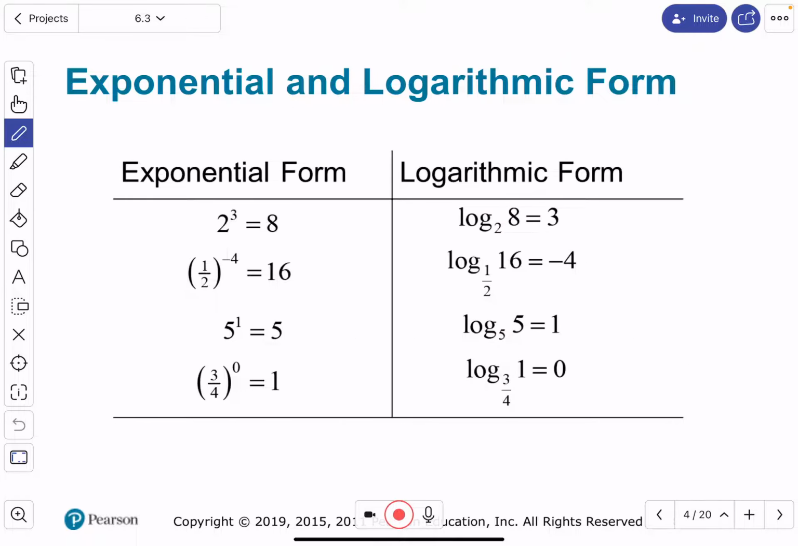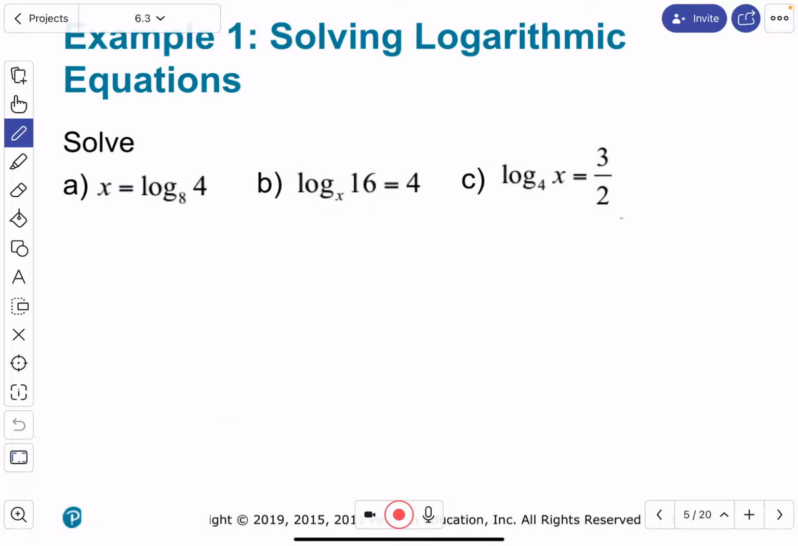So if you had 2 to the third equals 8, the 2 becomes the base, the 8 goes next to it, and then the exponent becomes the answer. Same thing here, here, and here. It's just you're able to rearrange those automatically without having to do the whole thing. So if we were solving this, 8 is going to be our base, x is going to be our exponent, and it's going to equal 4.